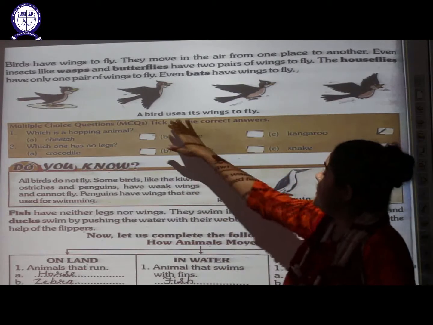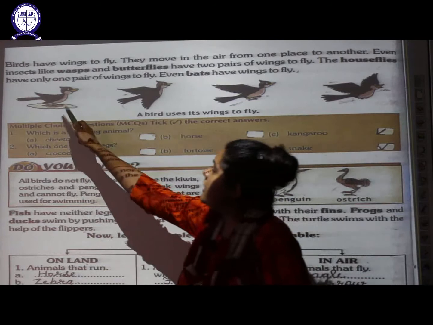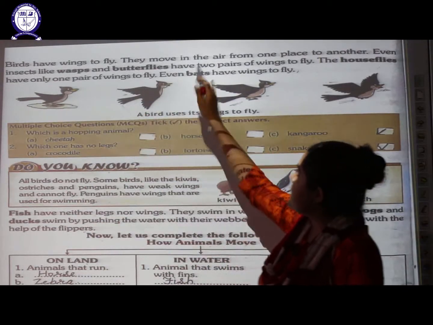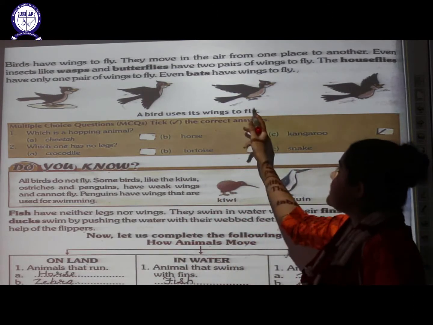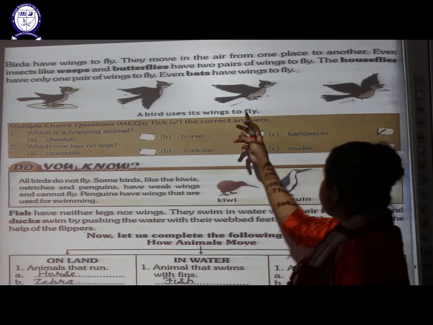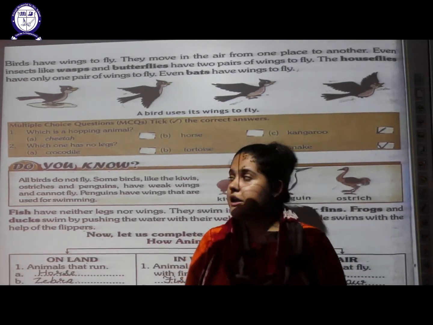As you can see here, this is the way the bird uses its wings to fly. The bird is sitting here, then it rises and moves its wings in an up and down direction. That is, they have flight muscles. With the help of that, they fly from one place to another.